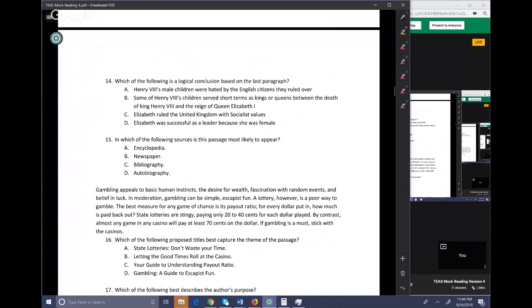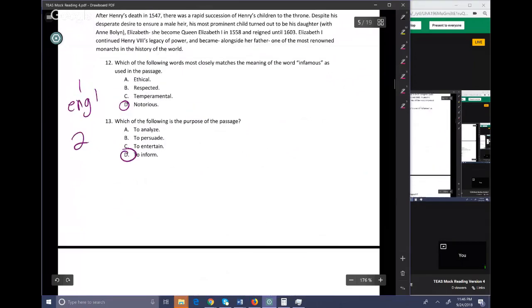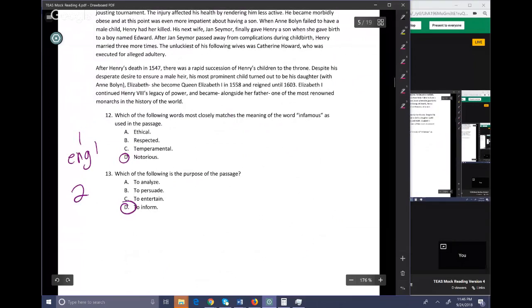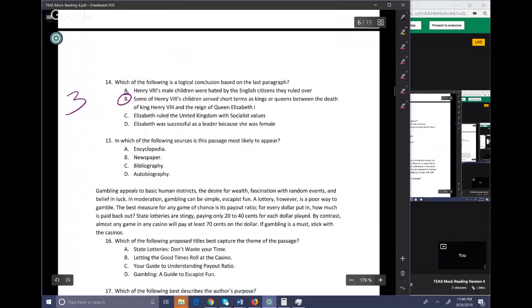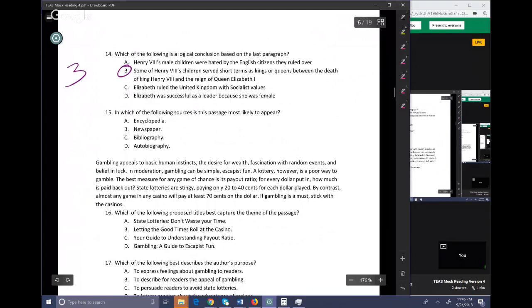And there's only one that works. That's from reading 3, of course, and that is going to be B. There's a statement in the last paragraph that says, after Henry's death in 1547, there was a rapid succession of Henry's children to the throne. They had made clear that he kept trying to get a son. He finally did have one, but it was apparent from things they hinted at.